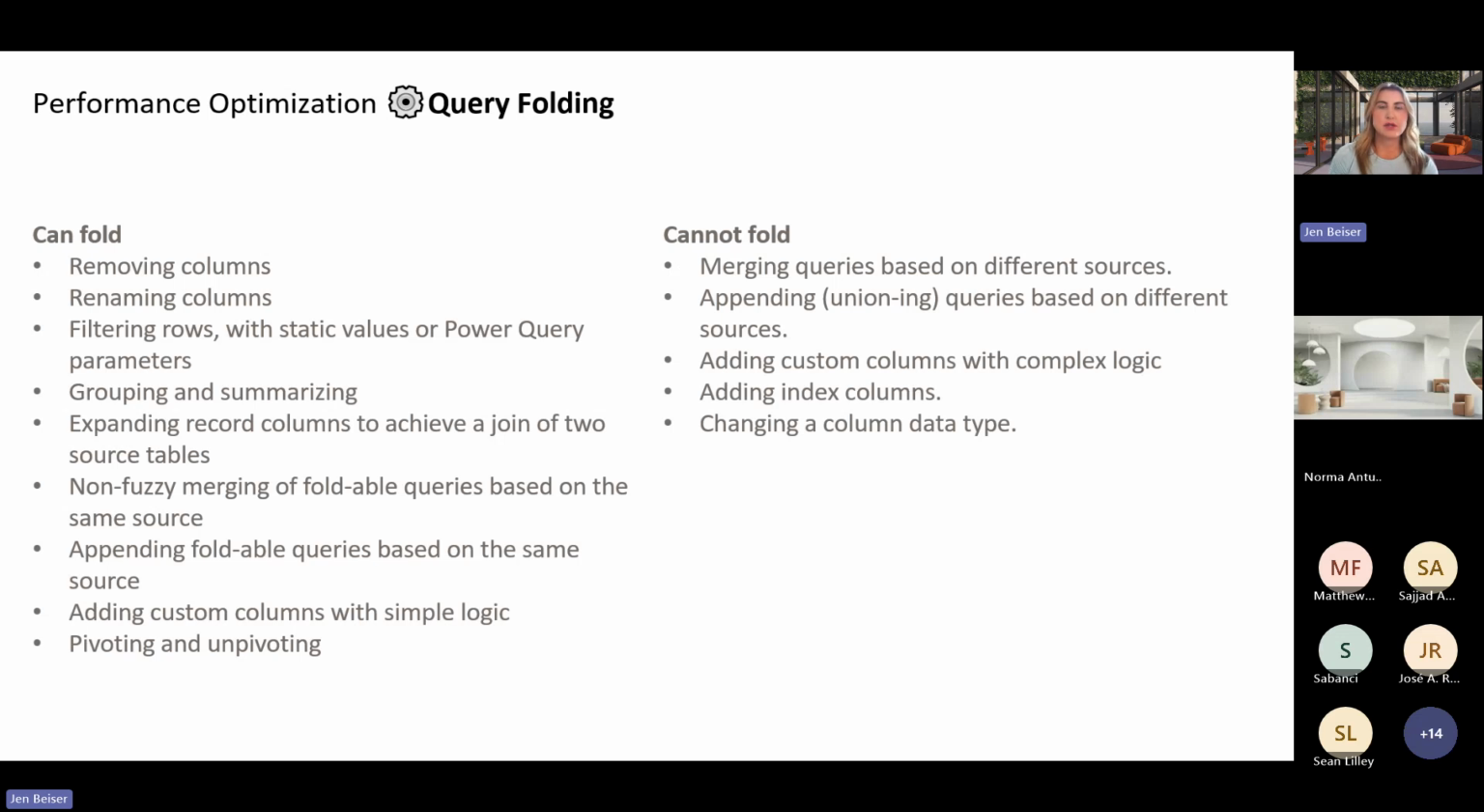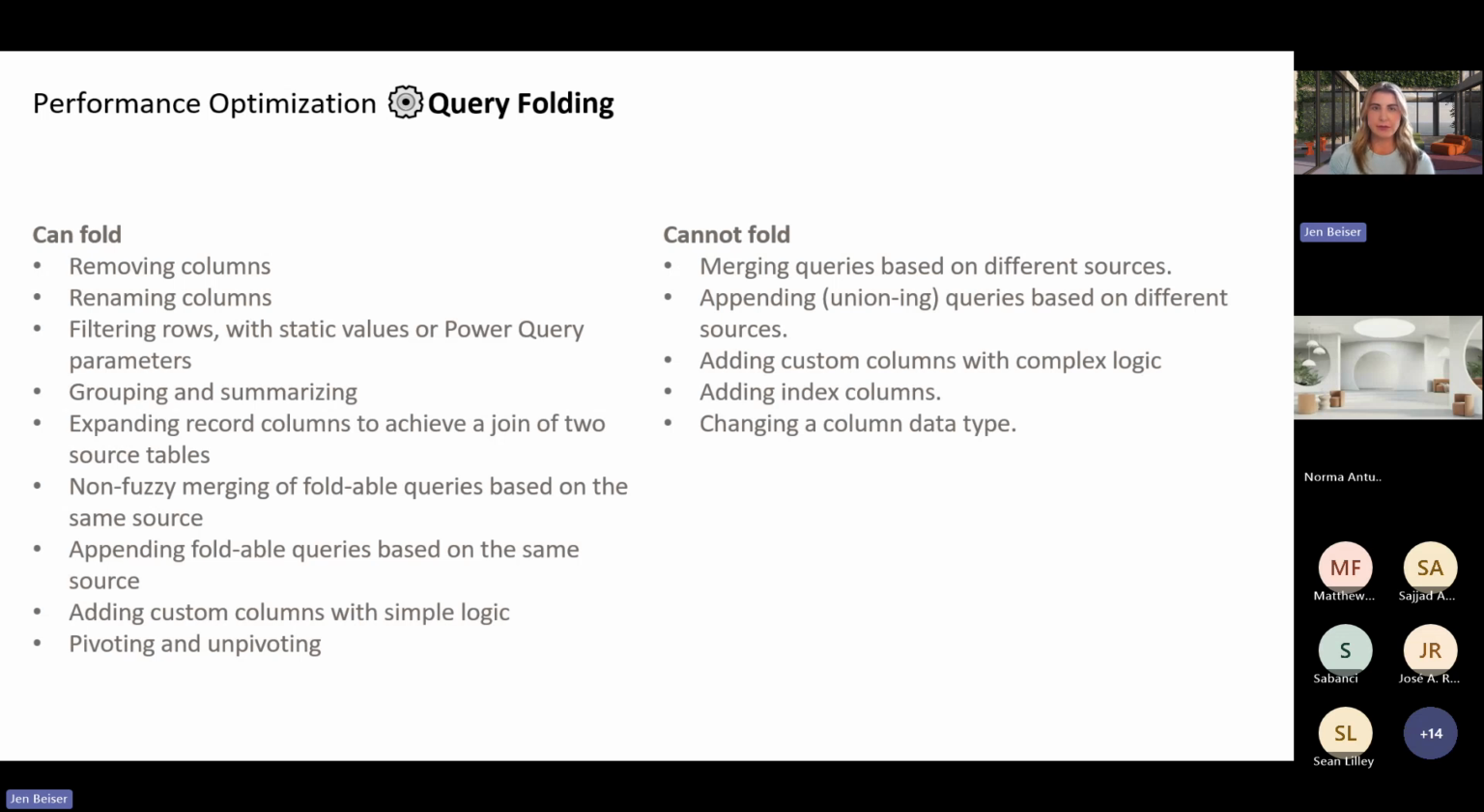Expanding your columns to join two tables together that are based on the same data source is foldable. If you're doing merging of two queries that are from the same data source, that is folding. If you're appending your queries based on the same data source, a query can be written to do that, foldable. As well as adding custom columns with simple logic and pivoting and unpivoting.